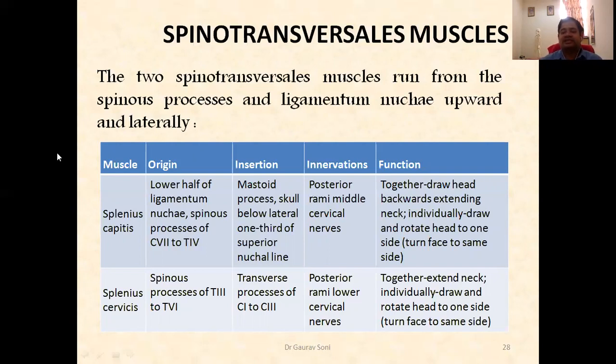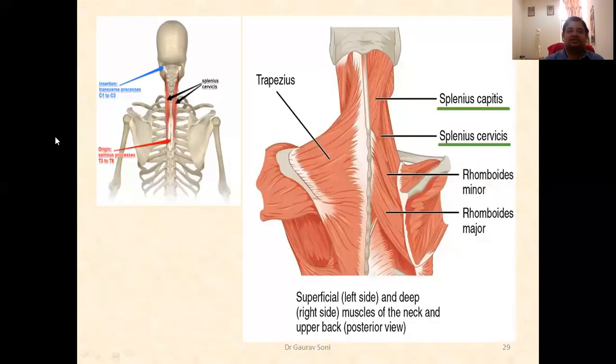Together, on both sides, again the action is the same: extend the neck, and individually they rotate the head to one side. These are the first group, the spinotransversalis group, and remember these are specifically present in the upper part only, that is behind the neck region. See the diagram, you can see this is the origin at the spinous process, and it is going upward. The insertion point, this is splenius cervicis. Then splenius capitis, you can see it is attaching on the superior nuchal line, and some part is going towards the mastoid also.